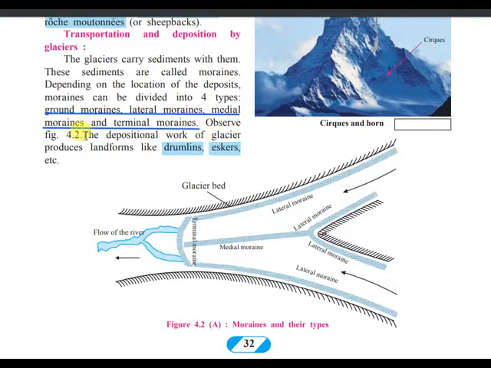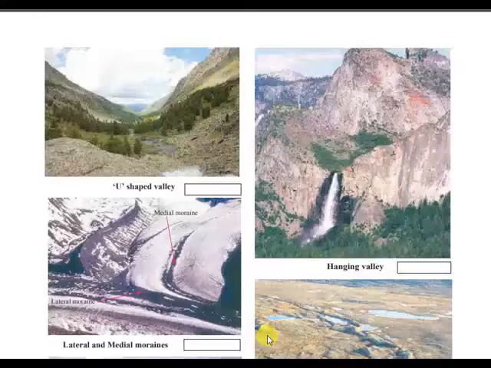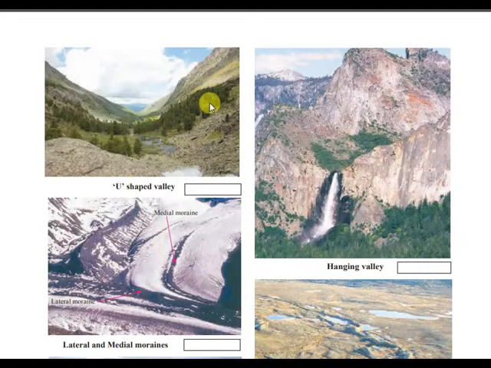So observe the figure 4.2. The depositional work of glaciers produce landforms like drumlins and eskers, etc. So let us understand with the help of the diagram what drumlins actually are. See, the below dark portion is actually the part of land which is below these glaciers, and these arrow marks are the direction where the glacier is flowing. So we can see that there are some particles which are getting eroded because of the movement of the glacier. So these are known as drumlins.